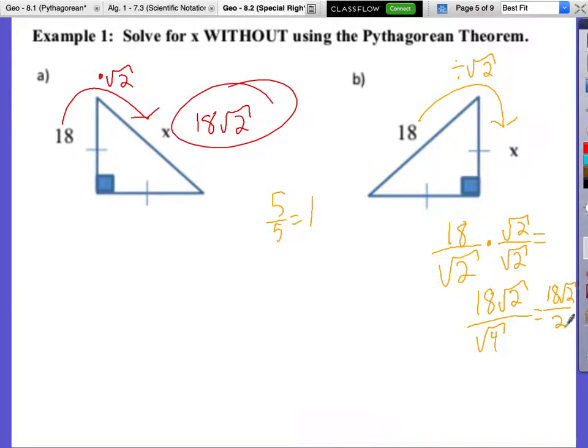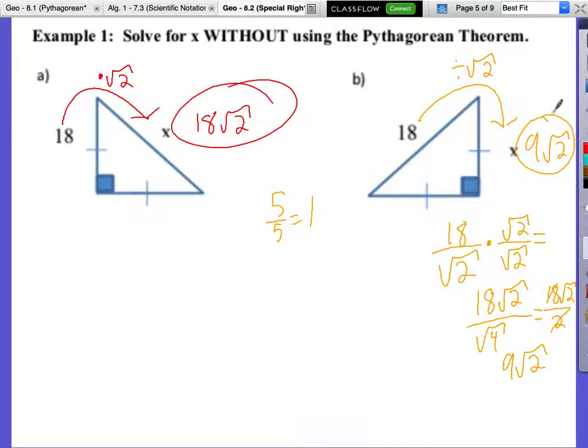Normal 2. And can we simplify this anymore? Yes. You can divide 18 by 2, the 18 and the 2, because this is not underneath the radical and this is not underneath the radical. So you get 9 times the square root of 2. And is there anything on the bottom? Just the 1. We don't have to write that. So 9 square root of 2 is our x.